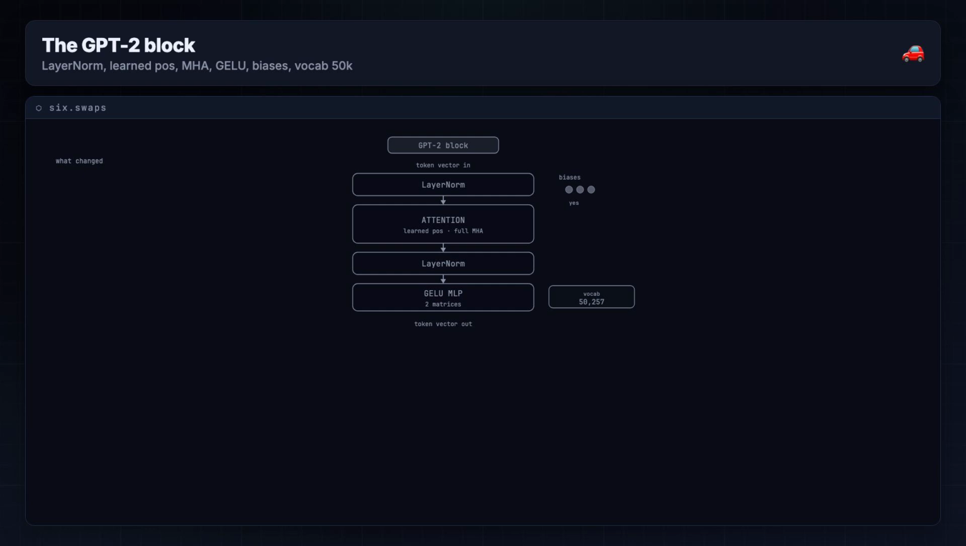Let me show you the whole swap, one part at a time, on the actual block. Here is the GPT-2 block. Layer norm, learned positions, full multi-head attention, a plain non-gated MLP, biases everywhere, a 50,000 word dictionary. Swap the norm. Layer norm becomes RMS norm. The why: stability, fewer ops. Notice we did not touch anything else. The block is identical except this one box.